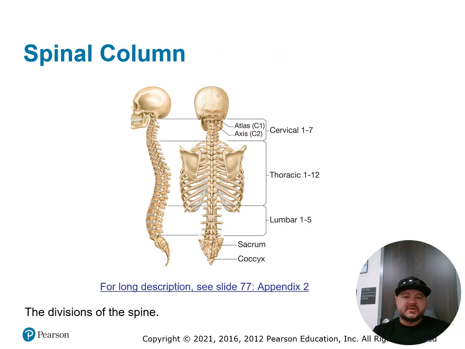Here's a picture demonstrating the spinal column here. So we have 7 cervical vertebrae, C1 through C7. C1 and C2 have their own names. So C1 is the atlas and C2 is the axis. Thoracic vertebrae, we have 12, so T1 through T12. And then our lumbar is 5, L1 through L5. And then our sacrum and coccyx.